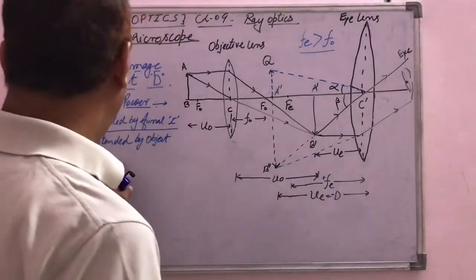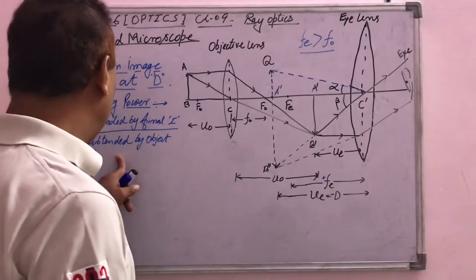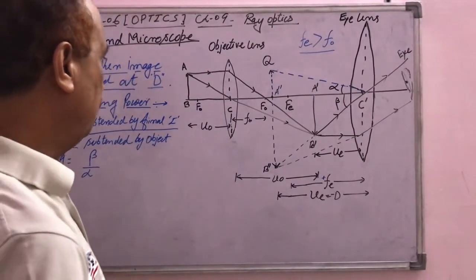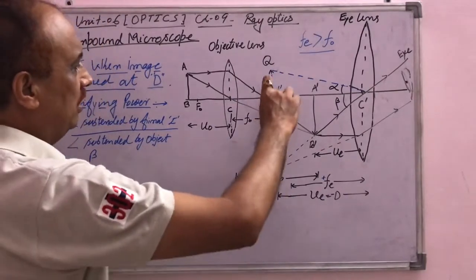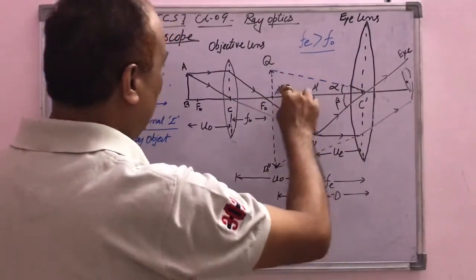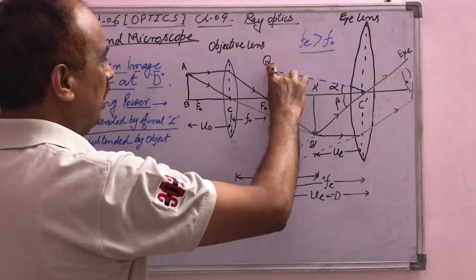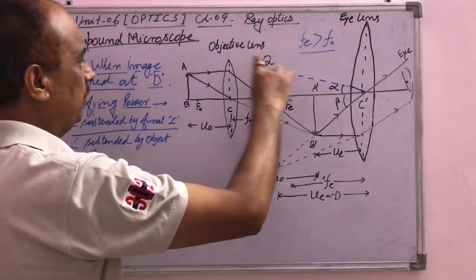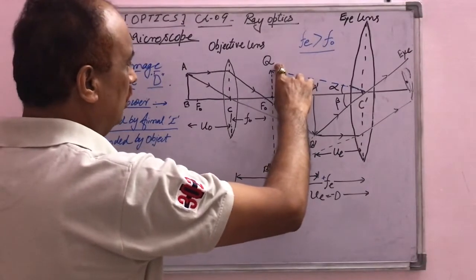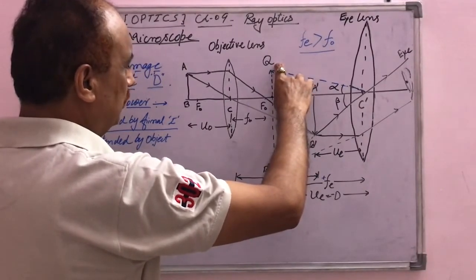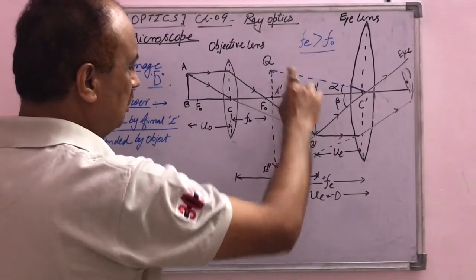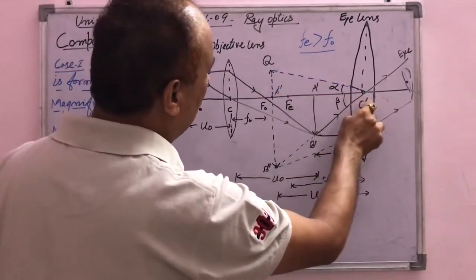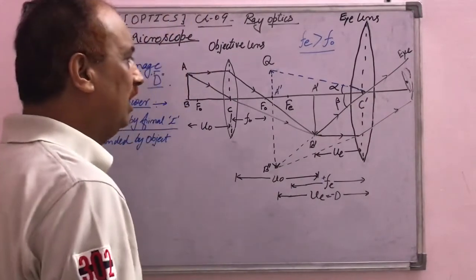Now actually the definition is the object should also be placed at the least distance of distinct vision. So we have to construct a diagram here, that is A dash Q. A dash Q is the height of the object, equal to AB. So we have to put it at the least distance of distinct vision, means at the distance equal to D from the eye lens, and join this dotted line with C dash, the optic center of the eye lens.